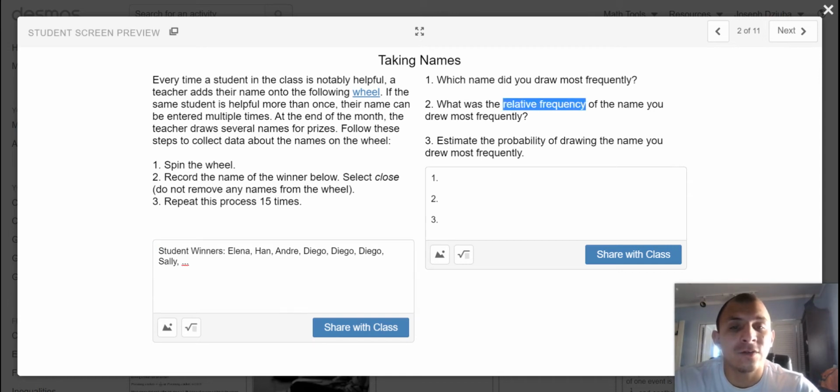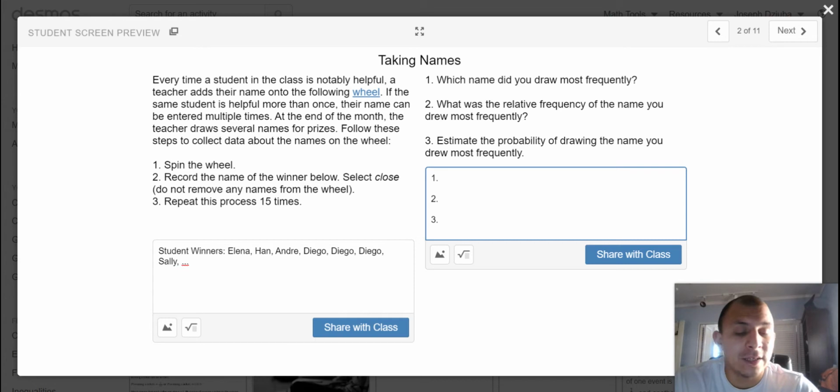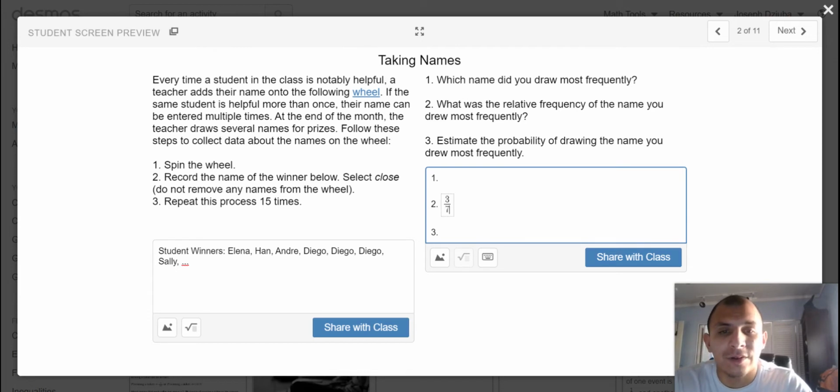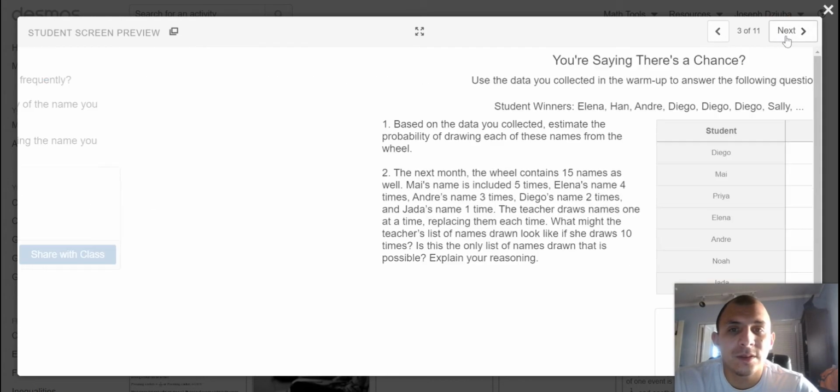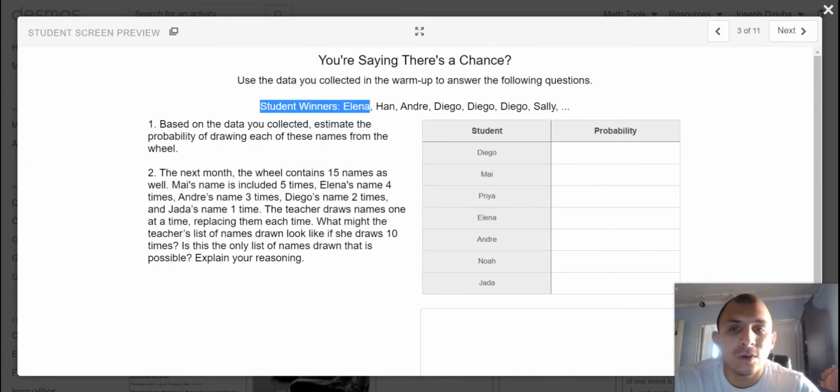In case you've forgotten, relative frequency is nothing more than a probability, right? So let's say here we had 1, 2, 3, 4, 5, 6, 7 names. The relative frequency for Diego would be 3 out of 7. It would translate to some numerical decimal value. Estimate the probability of drawing the name you drew most frequently. Your student winners will conveniently be located here after you type them in. That way you don't have to go back and forth.